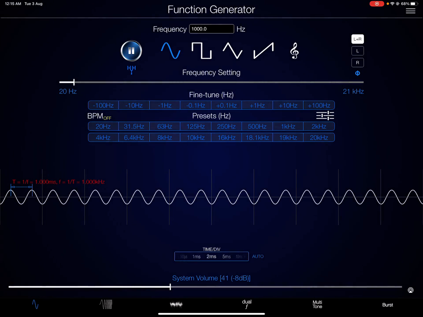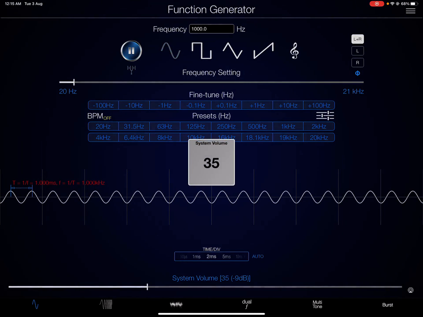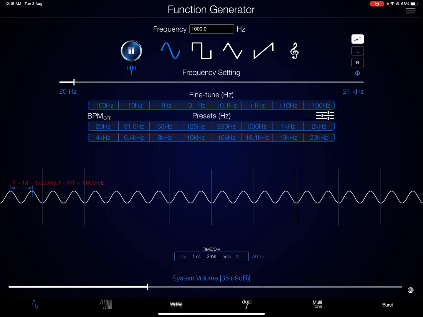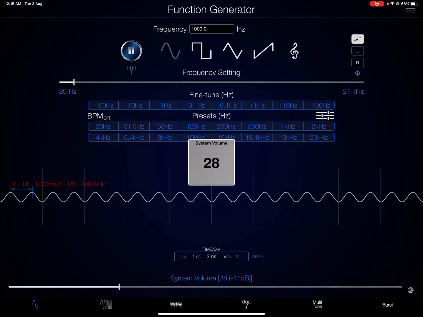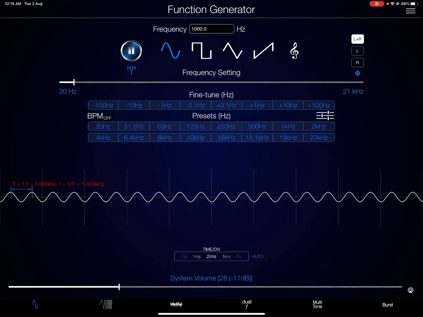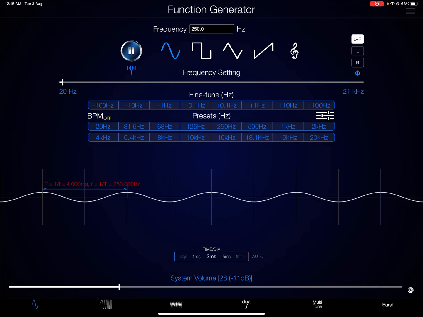Okay, ignore how loud it gets. But I want you to look at the wave over here. See? At a 1000 hertz wave, you can see that it goes up and down, up and down, up and down a lot, very rapidly. If we reduce that to like 250, you can see that it goes up and down, but not as much.